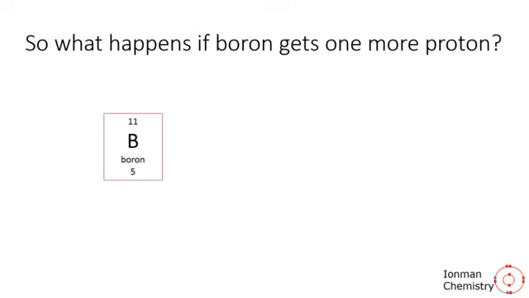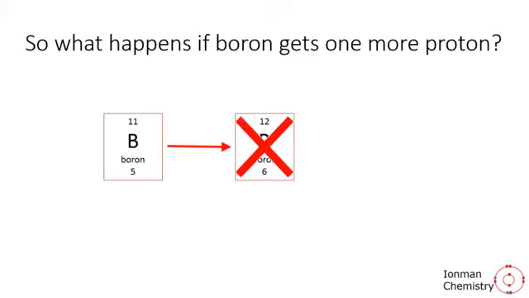So what happens if we give boron one more proton? Would it look like this? Obviously the atomic number has to go up because we've given it one more proton, and the mass also has to go up by 1 because we have added a proton with mass as well. So is that what we form?